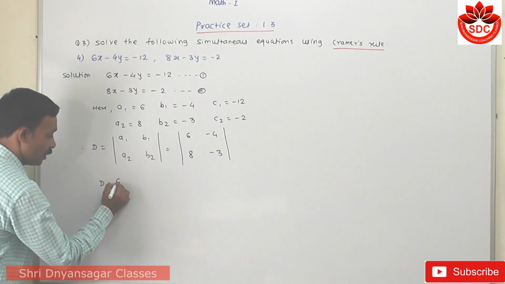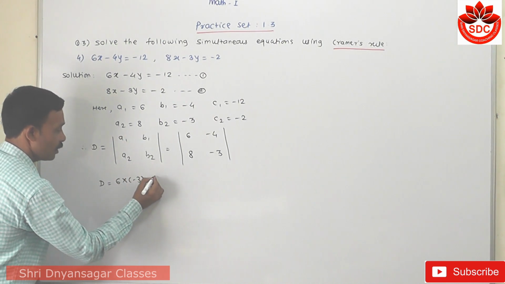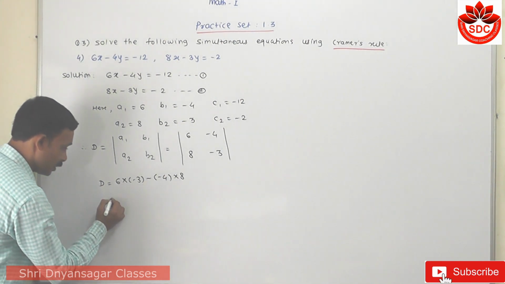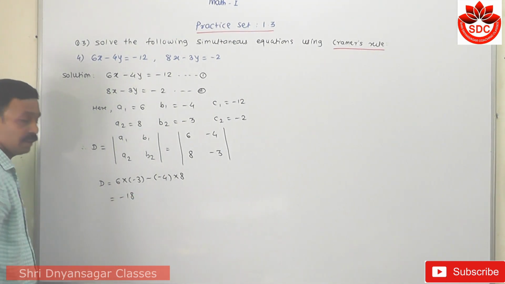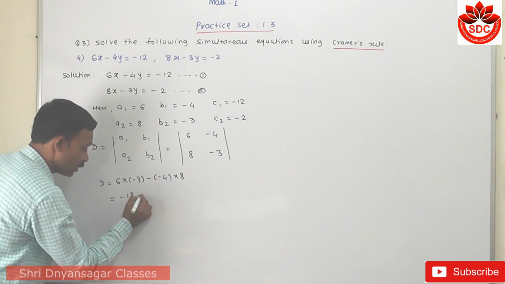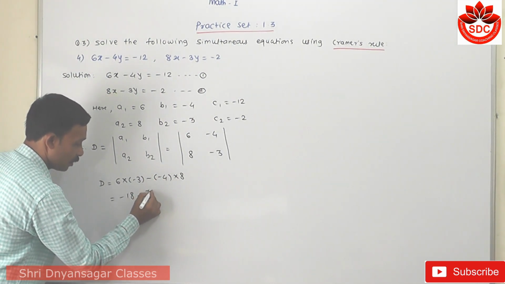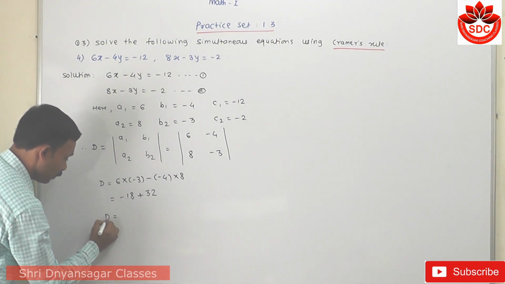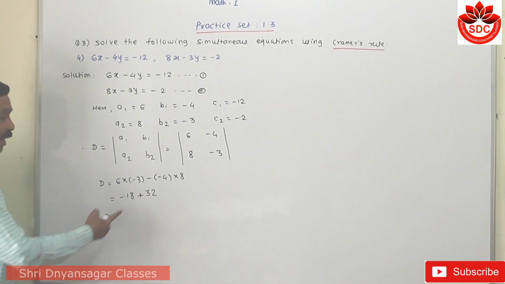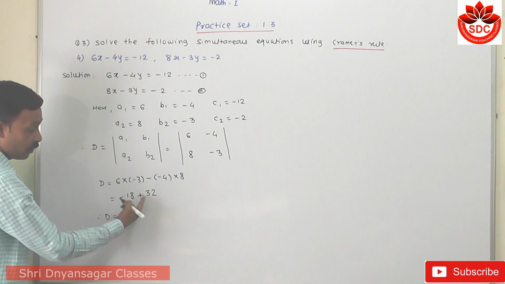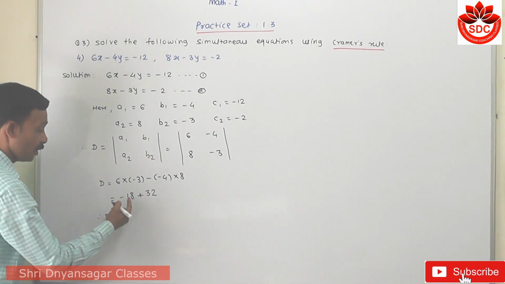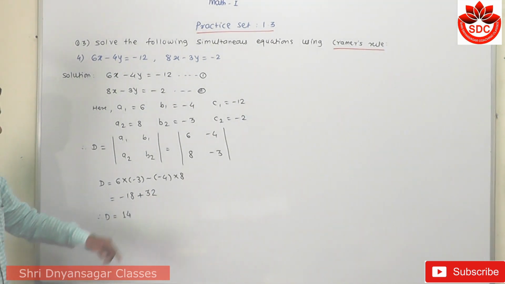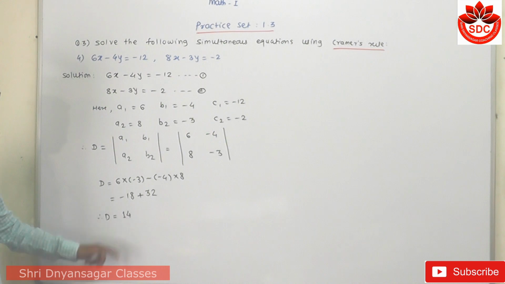That means 6 into minus 3 minus 4 into how much? 8. Now the product: 6 into minus 3 is minus 18. Then minus minus 4 into 8 is plus 32. Okay, then we can subtract this. Therefore, the value of D is equal to minus 18 plus 32. We subtract and give the sign of the bigger number, so the subtraction is 14. The bigger number is plus here, 32, so the answer is plus 14.